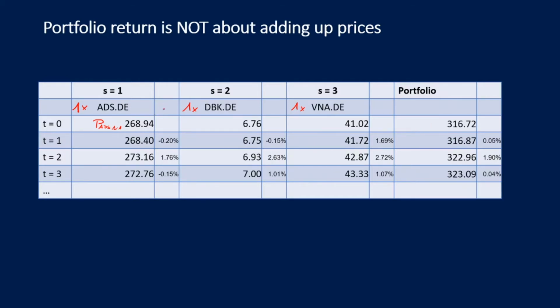So here in this column, we have the log returns of Adidas. Here we have the log returns of Deutsche Bank. And here we have the log returns of Vonovia. And last but not least, we have the log returns of the portfolio. All of day T, of course, I have to add that index here.